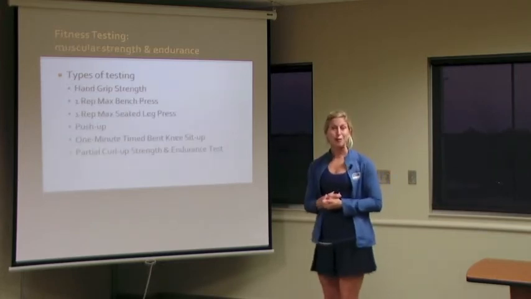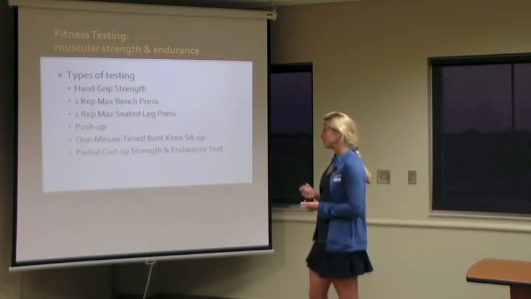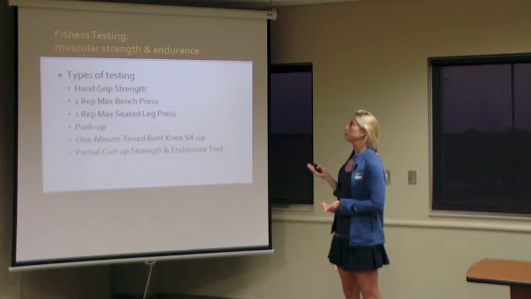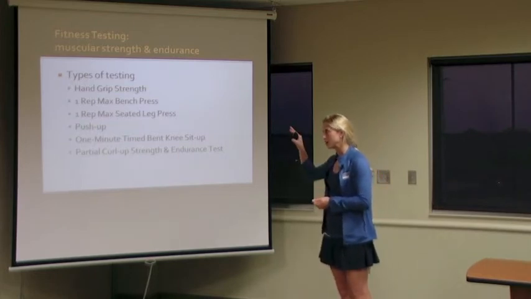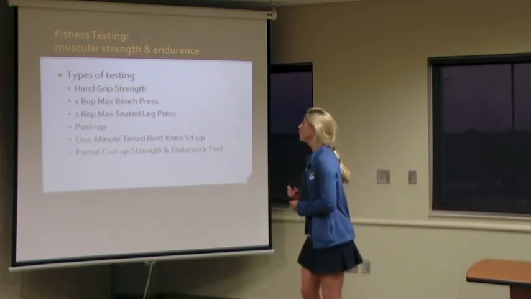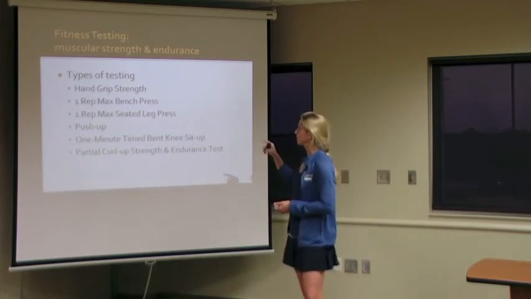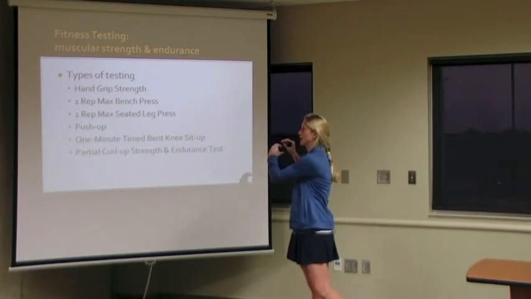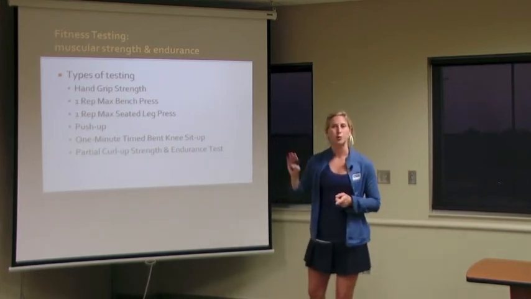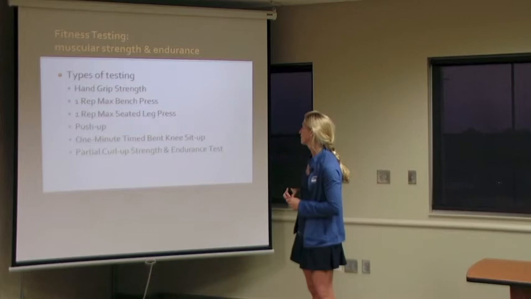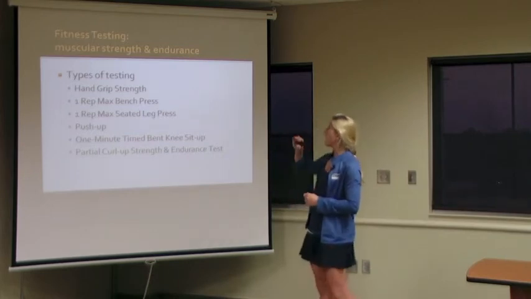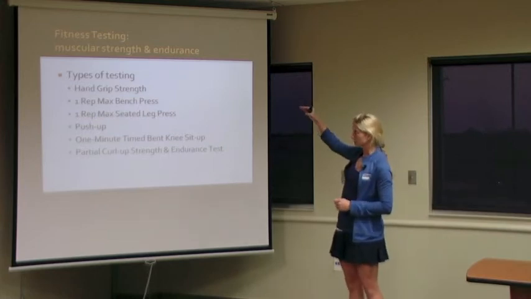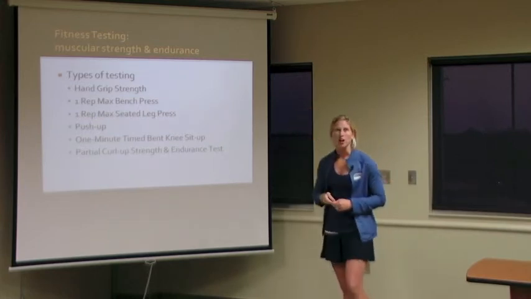Next, muscular strength and endurance. Types of tests for muscular strength and endurance: hand grip strength, which requires a handy dandy tool. The 1 rep max bench press and the 1 rep max seated leg press are for muscular strength. When you're talking about 1 rep, you're referring to muscular strength. You can also do a more endurance-based muscular test, and that would require a higher rep.